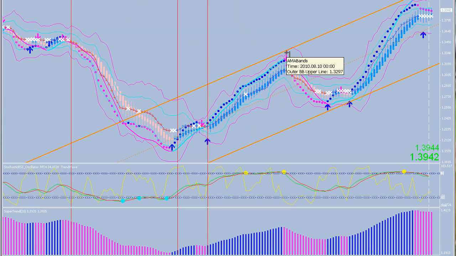Now you see how the trends changed here. It's really easy to spot. You don't have a white X, so you can enter when the arrow appears and the hot pink dot appears. However, you still have a blue candle, so you might wait until the next candle, which turns pink. And that's a downtrend.